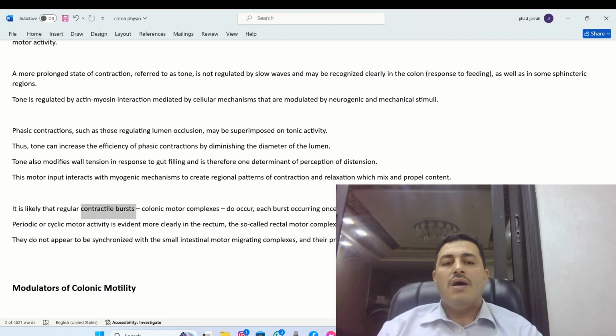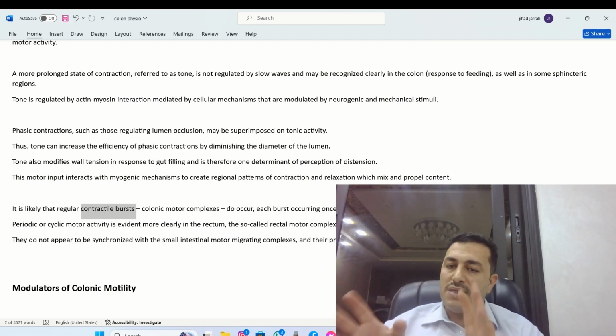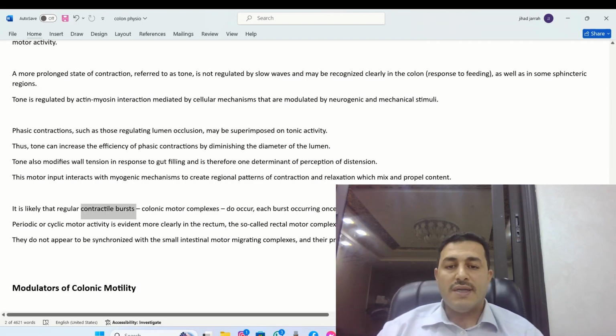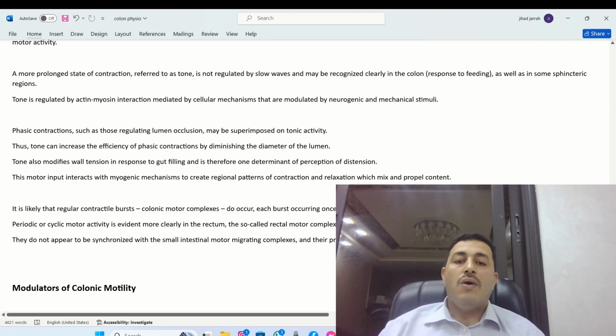It's not clear what the function of this contraction is. It's present in the colon and also in the rectum, as the rectal motor complex. These are not clear and can occur 1 to 2 times per hour and last for 6 minutes.